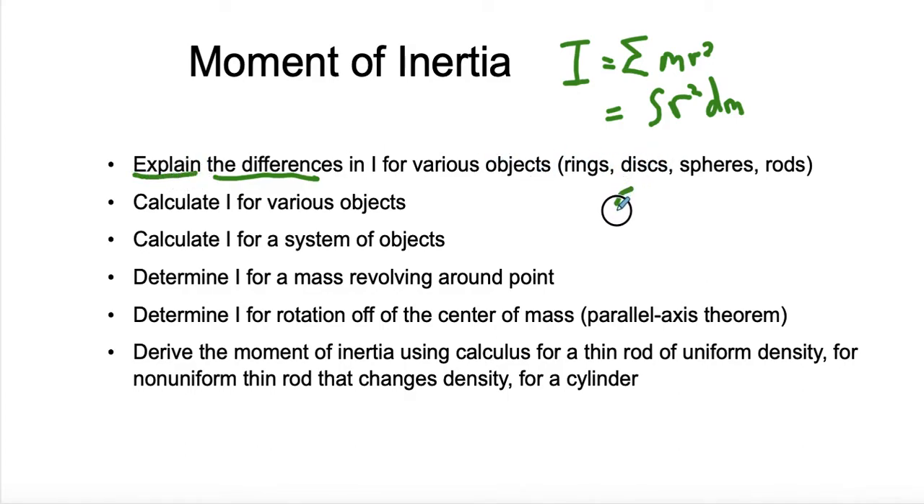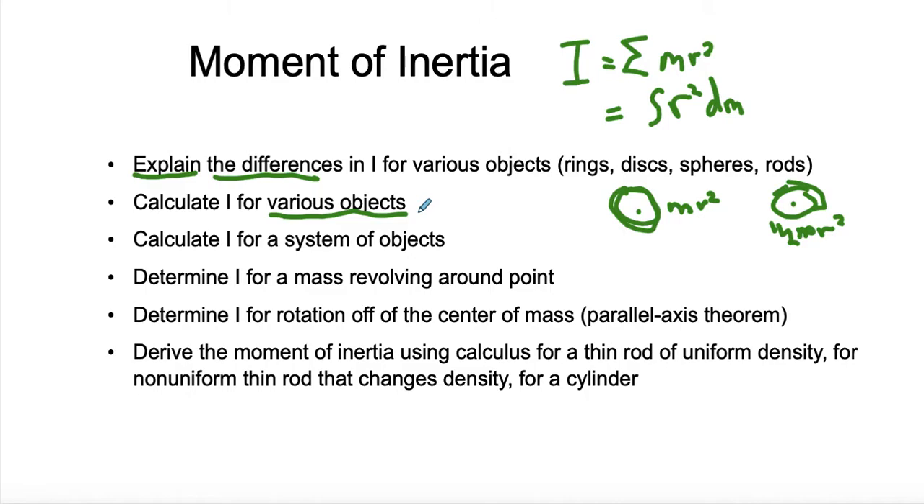For example, a ring which has a width on it, something like this that rotates, its I is mr squared, whereas a cylinder that's solid, I'm going to try to draw this in 3 dimensions, is 1/2 mr squared. Now these look like the same. This one is just a hoop, and this one is a solid one. Why does the solid one have less rotational inertia? So you need to explain the differences for those things. You need to calculate rotational inertia for various objects.